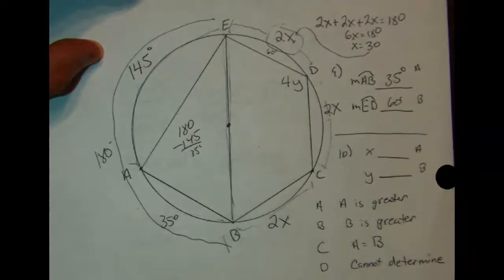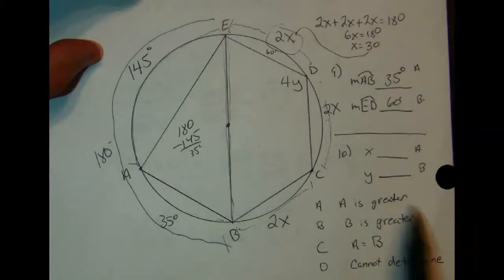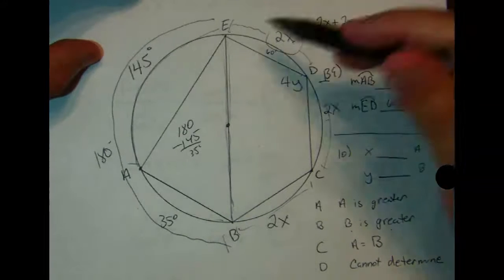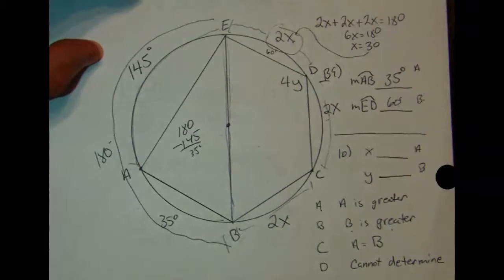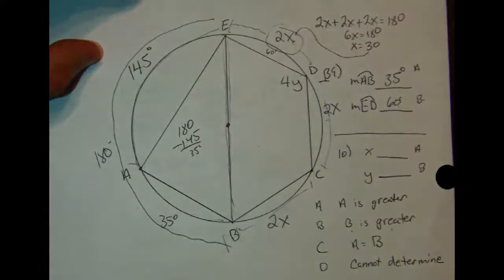So in this case, arc ED is 60 degrees, arc AB is 35 degrees. Since 60 is bigger than 35, B is greater. So for number 9, this is how you would work it. B is greater, you would mark B as the answer. Now, of course, your answer may be different when you work number 9 because we're using different variables, different numbers, different angles.